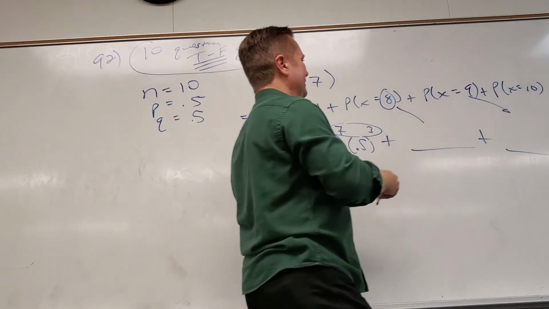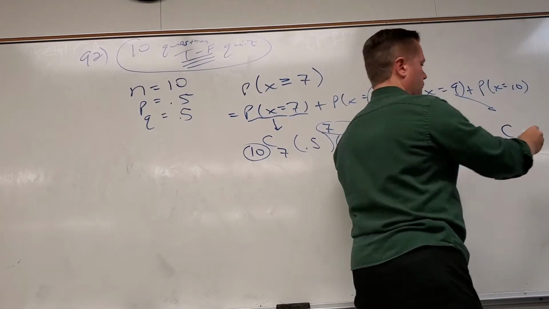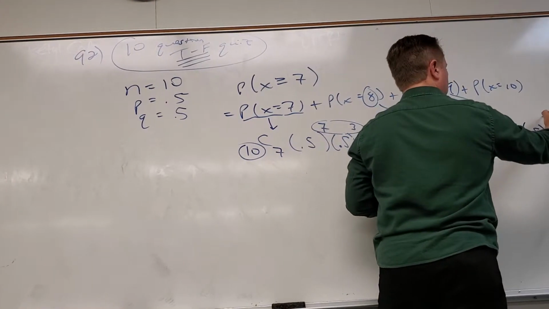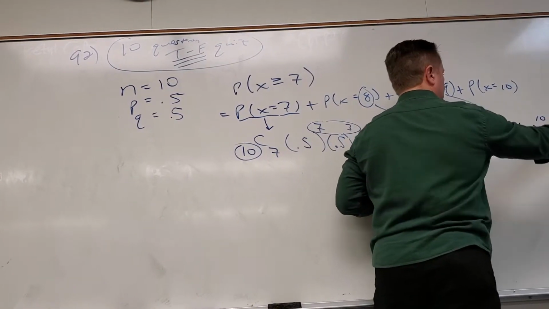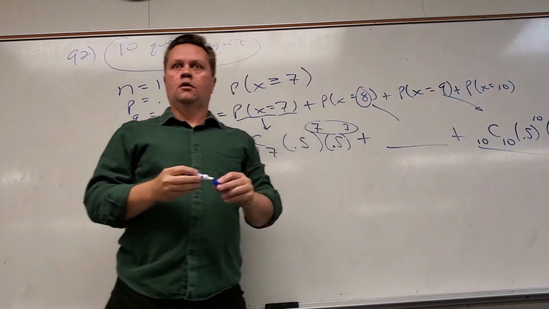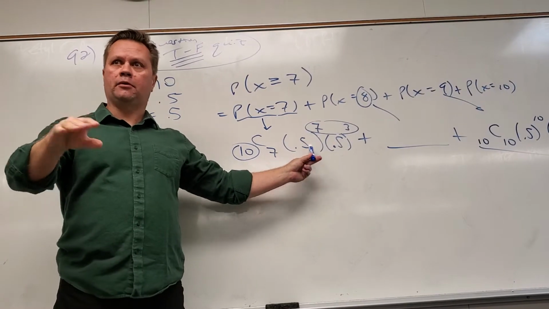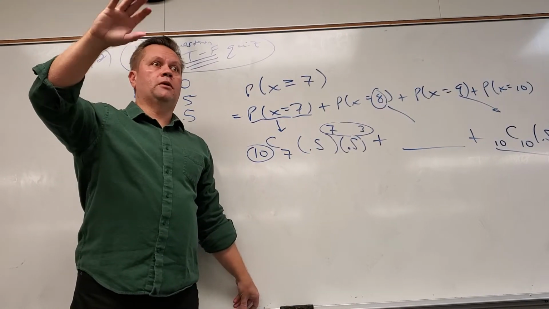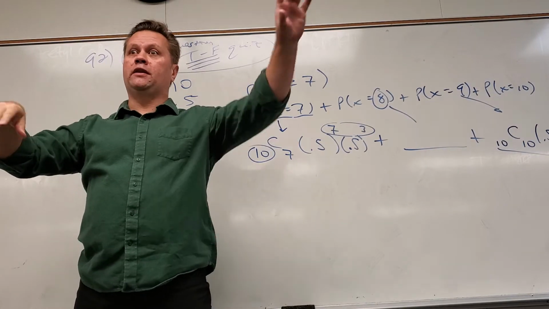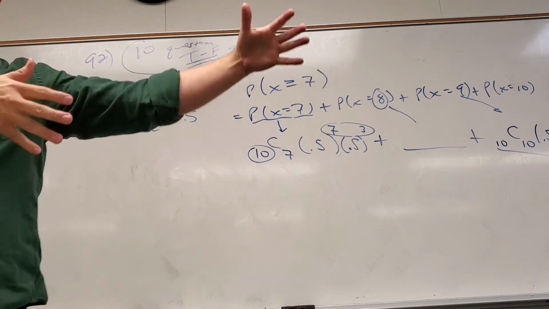For the last one, what do you put, like 0? Yes, it would be 10 choose 10, right? 0.5 to the 10. I want all successes, no failures. The exponents have to add to be 10 in this problem. In general, they have to add to be n. So if you're doing the probability that everybody, that means that one of the exponents is going to be 0, because they're all in one camp. Nobody's in the other.